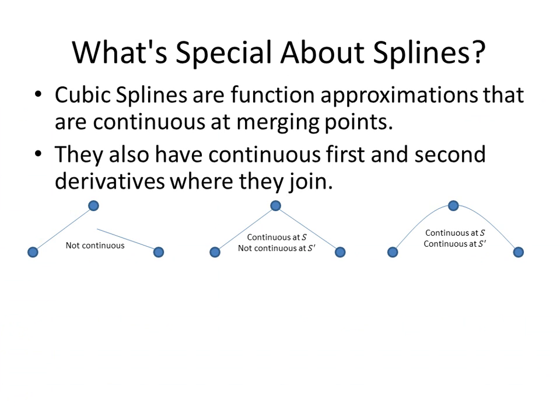Let's look at some examples. The first one on the left is an example of two functions that are not continuous. The middle example is two functions that are continuous, but they don't have continuous first derivatives. This last example is continuous as well as having a continuous derivative at the point where they join.